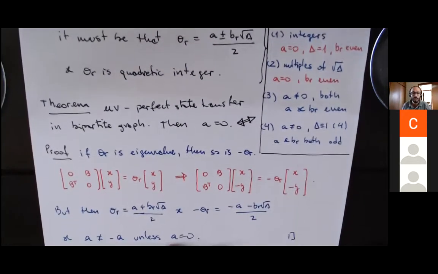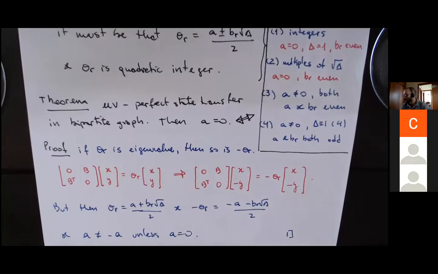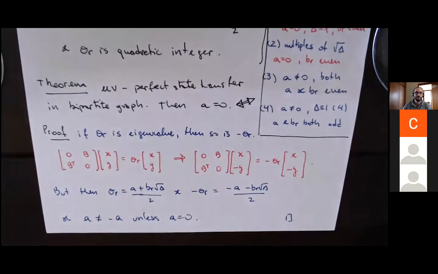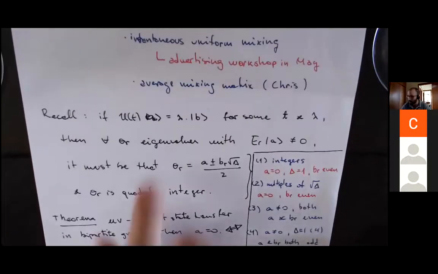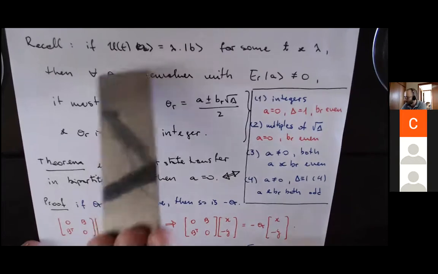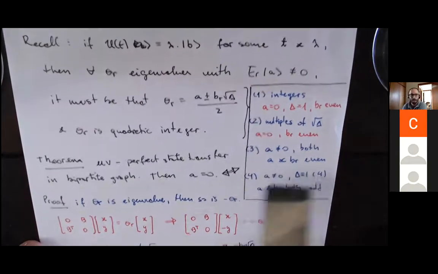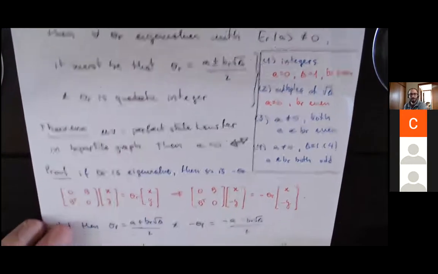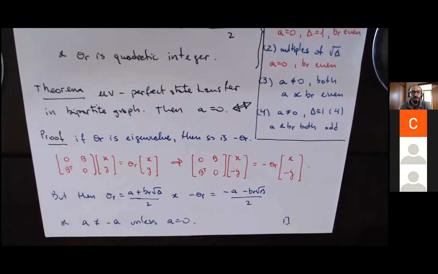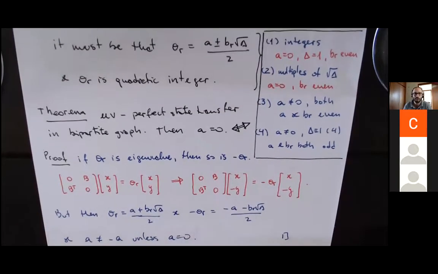And then what I want to start today is this information that if we have UV perfect state transfer, I swapped A B to U V because now there is another A. I realized that I'm overusing A. So A here is a vertex, A here is a number. Now, in this theorem, A would be a number, so vertices would be U and V. Then you have UV perfect state transfer in a bipartite graph. Because of this classification of quadratic integers, we can show that A must be 0.